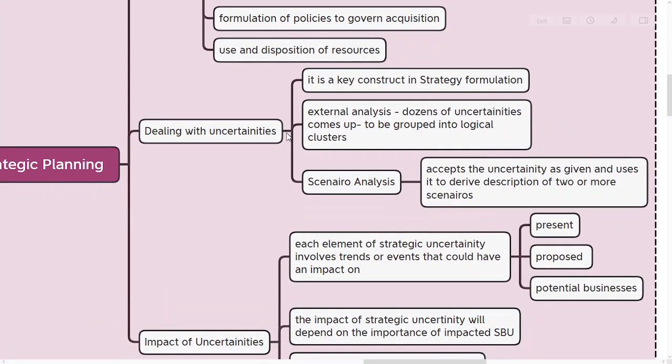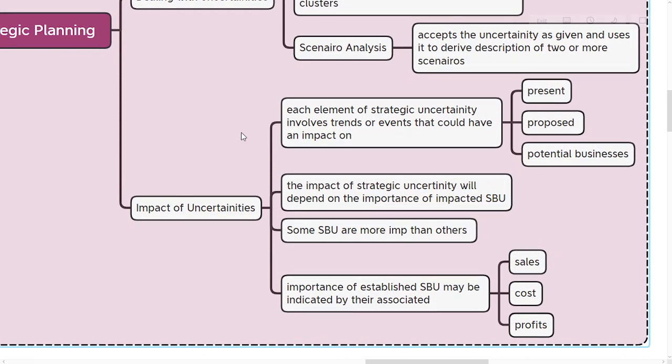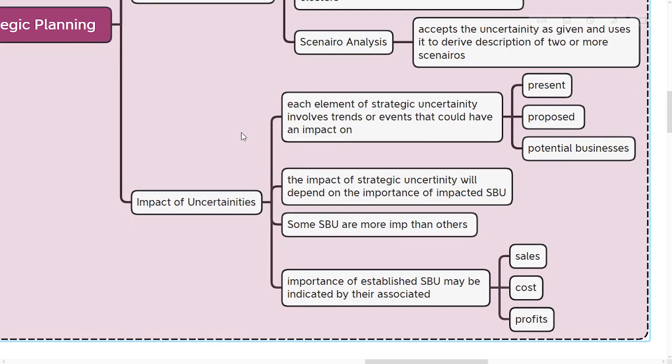External analysis, dozens of uncertainties come up to be grouped into logical clusters. Scenario analysis accepts uncertainty as given and uses it to derive descriptions of two or more scenarios. Impact of uncertainties: each element of strategic uncertainty involves trends or events that could have present, proposed, or potential business impact.